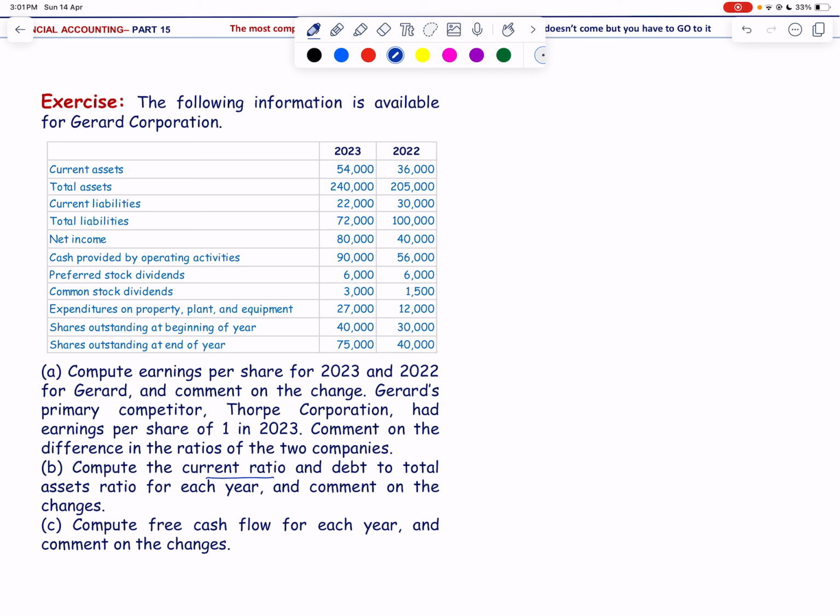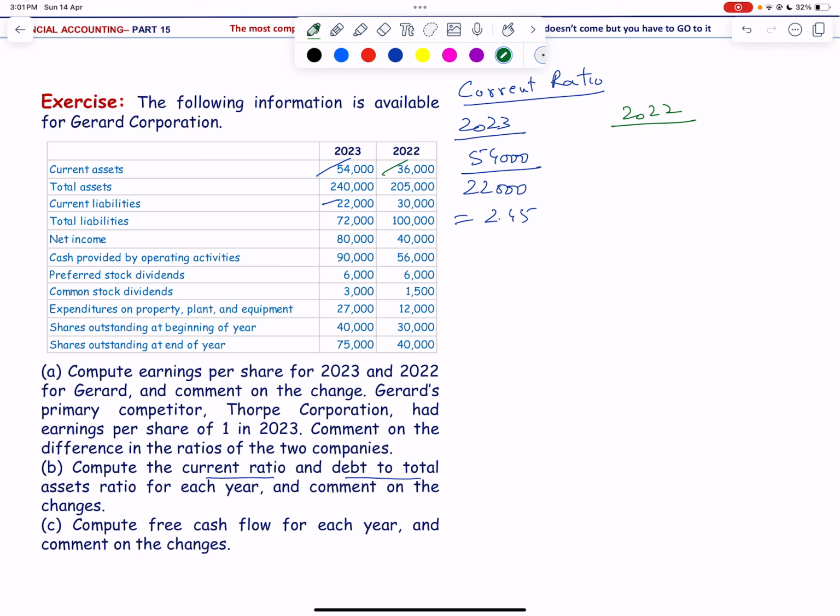Then we go to the second one. Compute the current ratio, and current ratio is current assets divided by current liabilities. For each, and comment on, we have to compute the current ratio and debt to total asset ratio. So current ratio, that is current assets upon current liabilities, and for 2023 current assets are 54,000 divided by the current liabilities, and this is 22,000. So this is equal to 2.45, and for 2022 this is going to be 36,000 current assets divided by current liabilities 30,000, that is equal to 1.2.